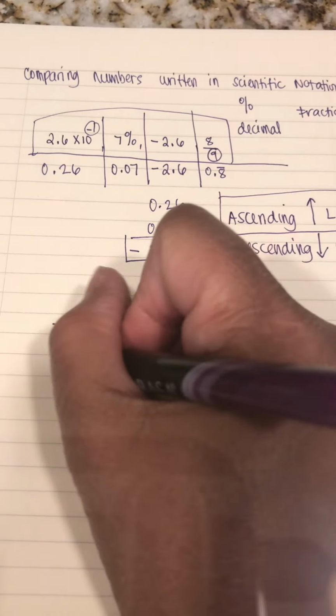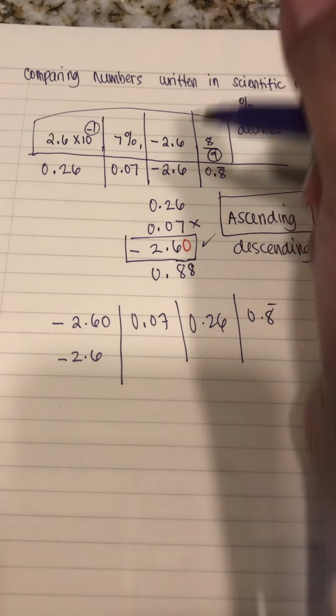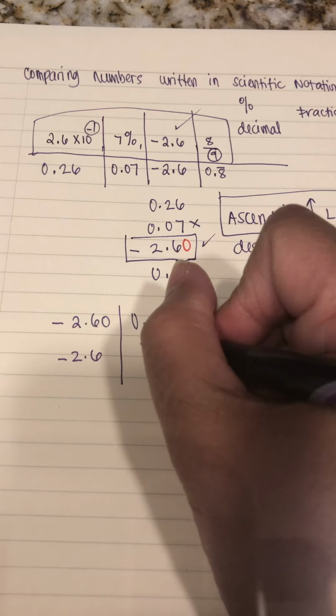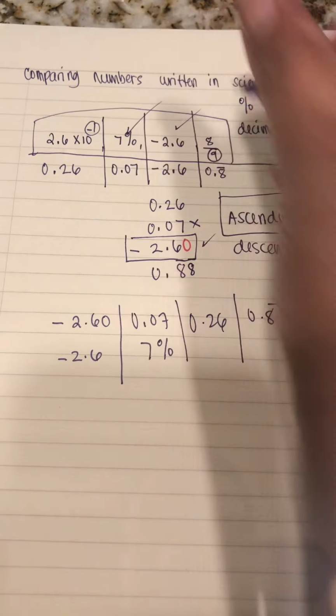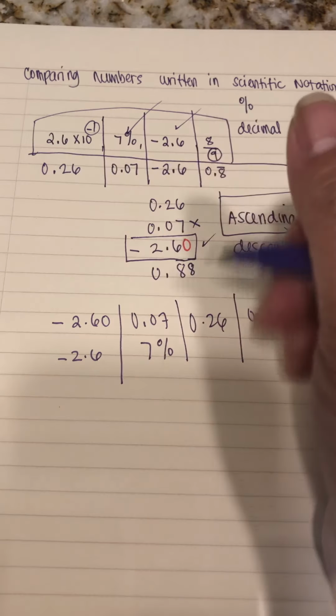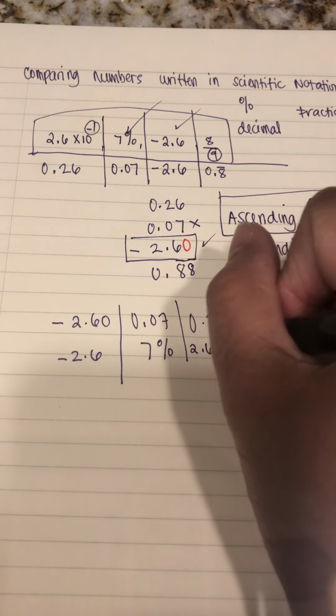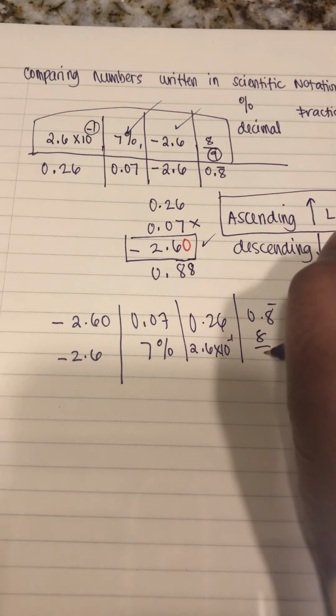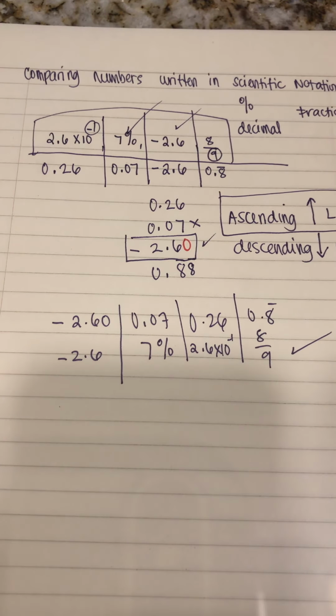Then make sure that you write their original, the given notation. So that's negative 2.6, followed by 7%, followed by 2.6 times 10 to the negative 1, followed by 8 over 9. And this is your answer.